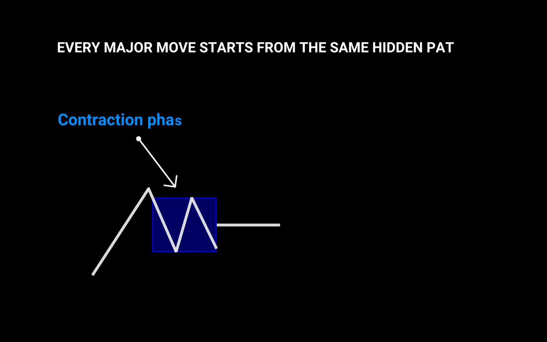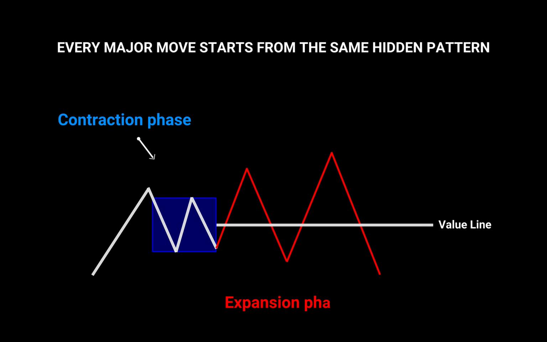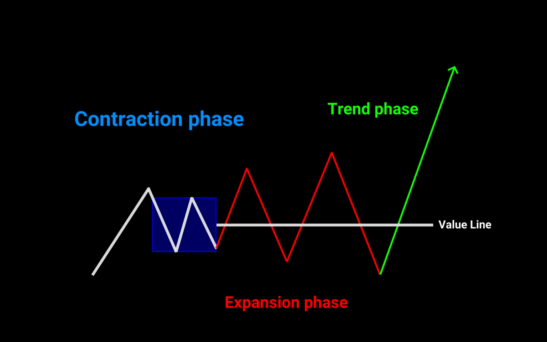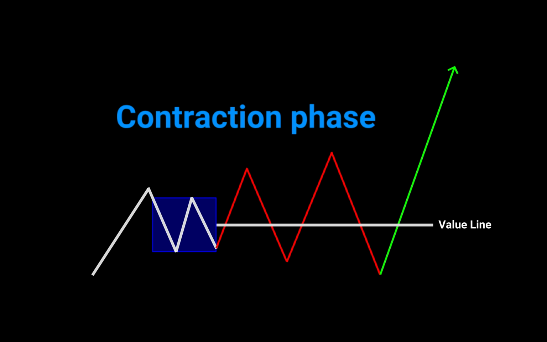Most traders chase candles, but they never learn the structure that actually drives every major move. But the truth is, every major move begins from the same hidden pattern. It's a simple structure that tells you where price is cheap, where price is expensive, and where the next move is likely to go. That structure is called contraction, and it's the core of the master pattern.